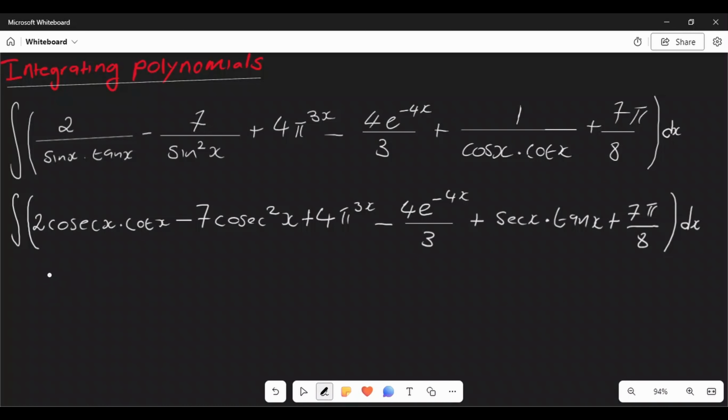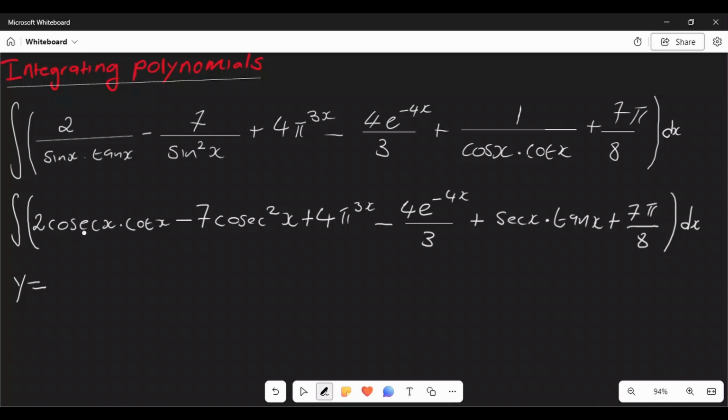Now it's time for us to integrate. So let's integrate, guys. Let's start with the first term here. As you can see, the first term. What do we have on the first term, guys? On the first term, we have the trigonometric integral.